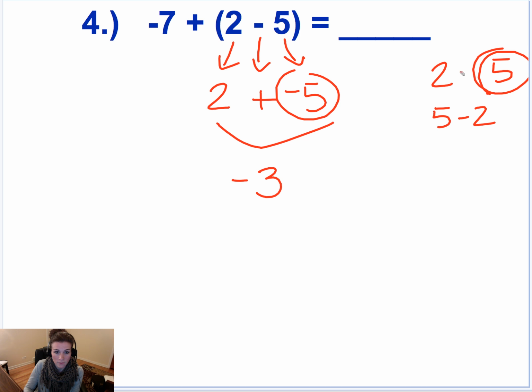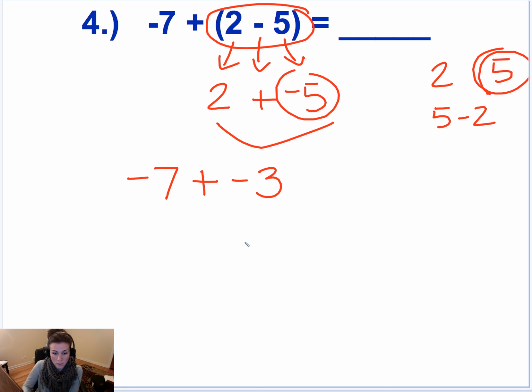Now I need to go back. I can't forget about the beginning of that problem. I had a negative 7, and I'll bring down that plus sign that was in the middle here, because this was all I did before. So now I'm bringing down the negative 7 and the plus. So I have negative 7 plus negative 3.